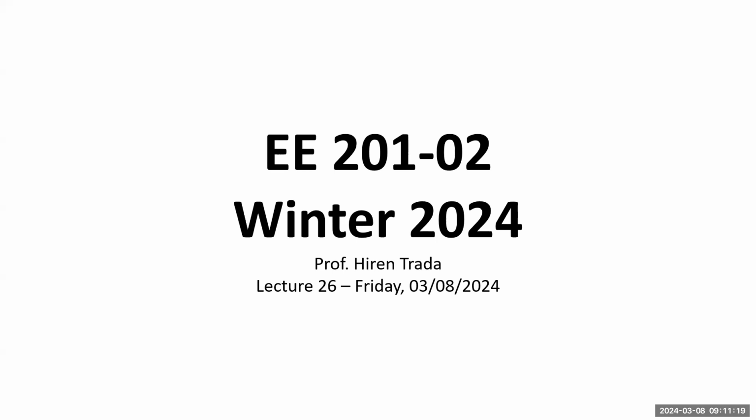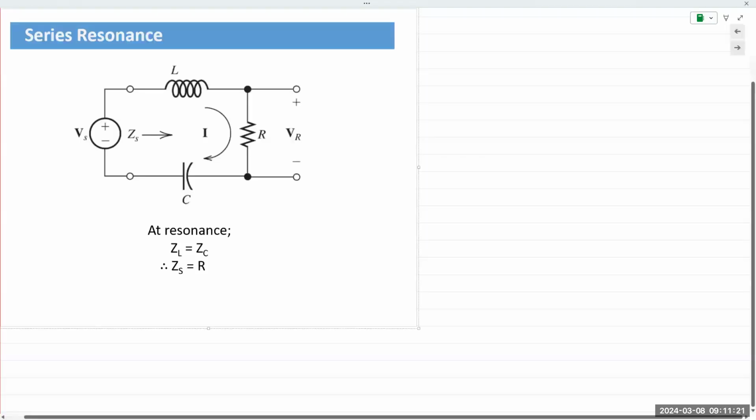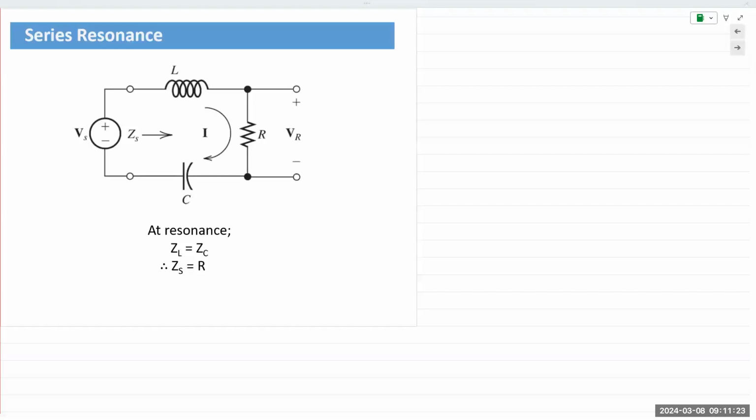So let's go over to our notebook. Can everybody see the notebook online? Okay. All right, so the first circuit we're going to look at is the series resonance circuit.